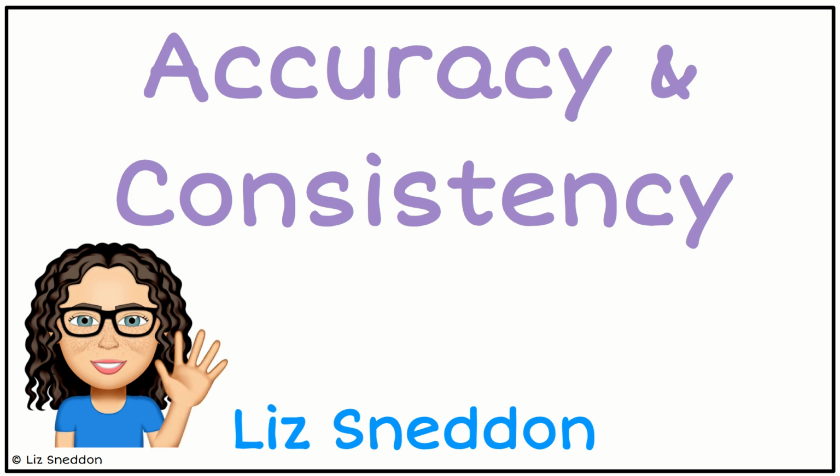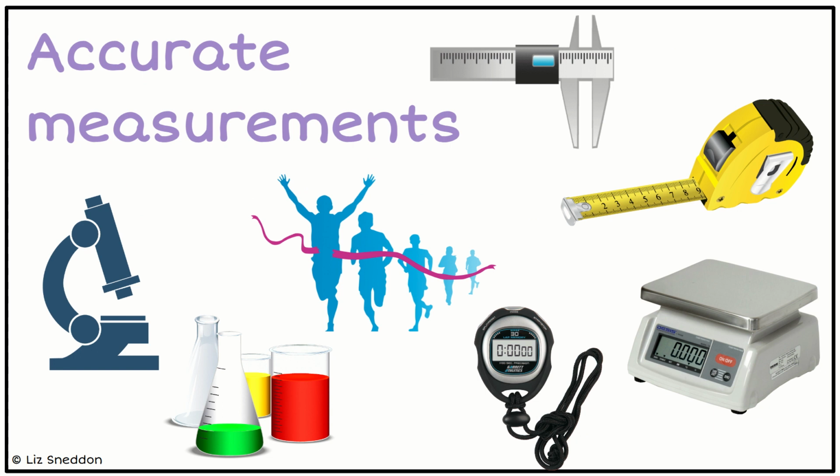Hi, it's Liz Snedden. Let's have a look at the idea of data in terms of accuracy and consistency. So this is important when we want to think about collecting data, so primary data.